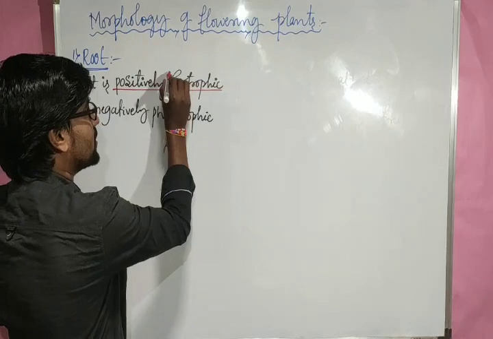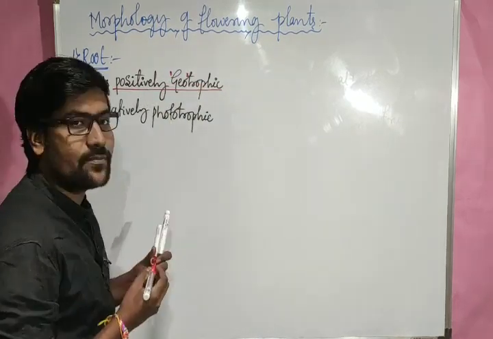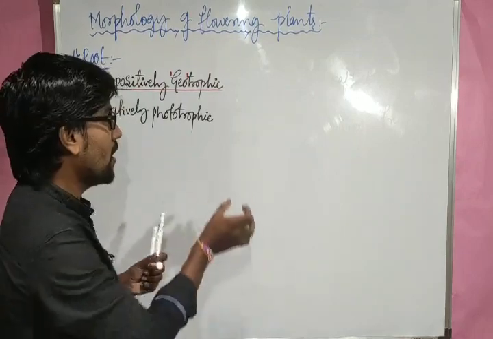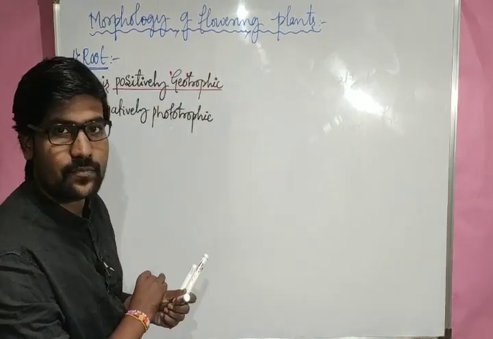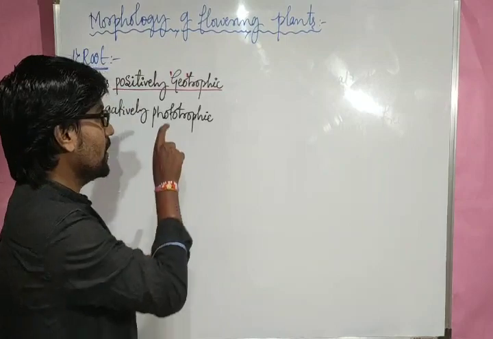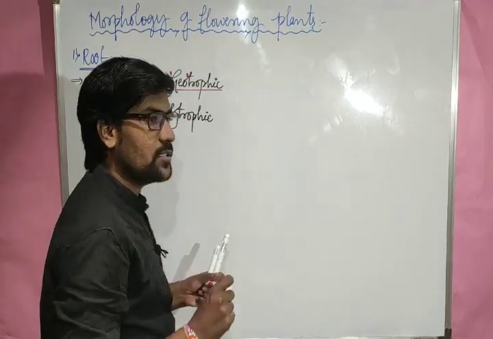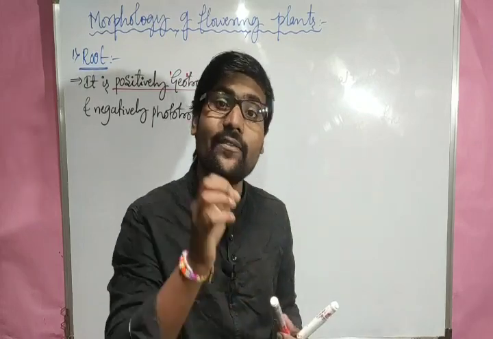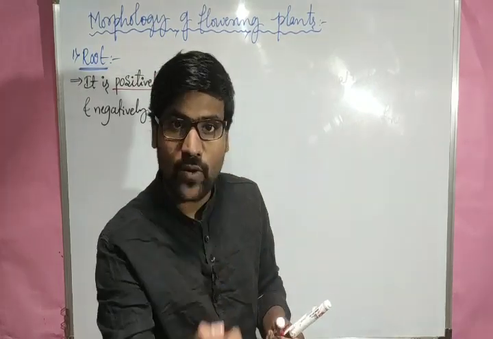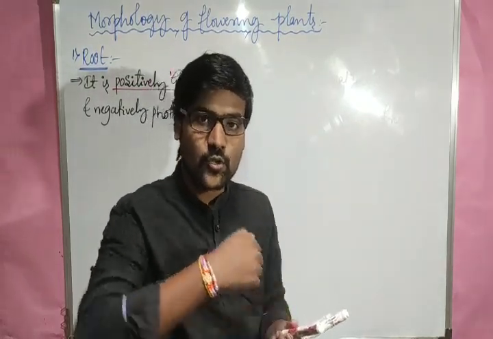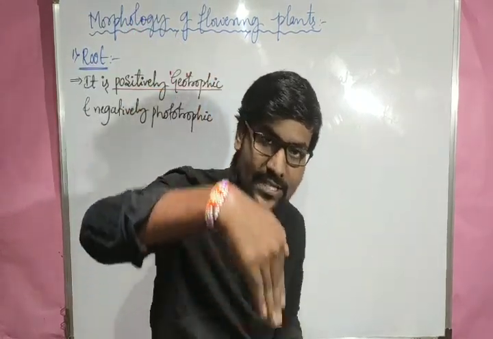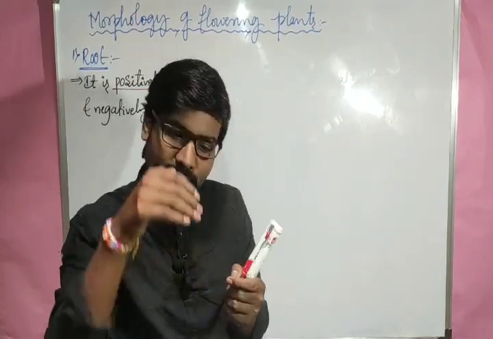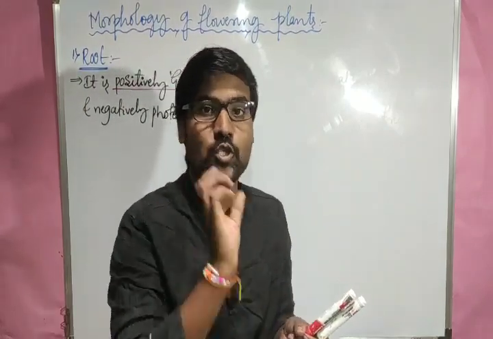The term itself indicates: geo means earth or soil, towards the ground. Tropic means movement. And one more thing, geo also means gravitational force. Sometimes we can refer to it so, gurutvakarshaniya shakti. So if it is growing towards the gravitational force, we will consider it as positively geotropic. ಯಾಕಂದ್ರೆ ಅದರ ಕಡೆ ಬೆಳೀತಾ ಇರುತ್ತೆ, positively geotropic.